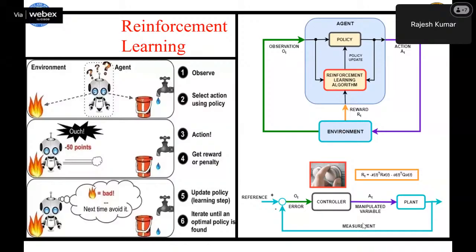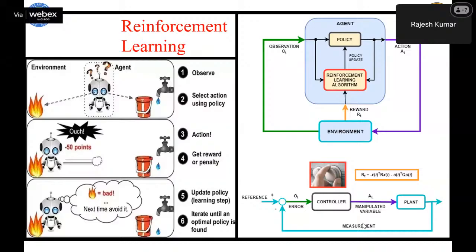So reinforcement learning has a lot of applications, not only in this domain but in robotics and control and automation also. And you can see how it works. So a robot is there and it has to take a decision. It has to go towards the bucket, but initially say it moves in the wrong direction. The sensors give an idea that no, it's a fire, high temperature, so it will give a penalty. And penalty means it's not good.